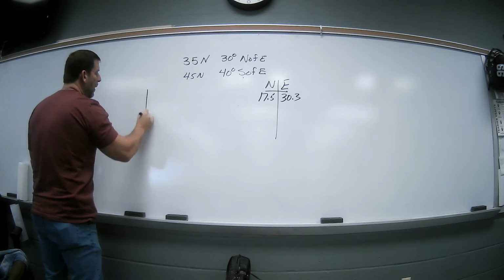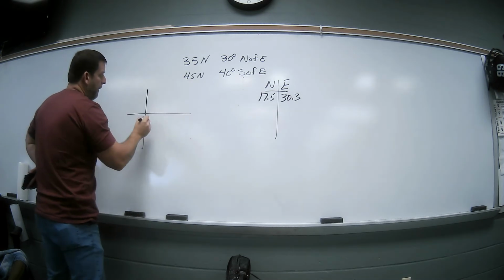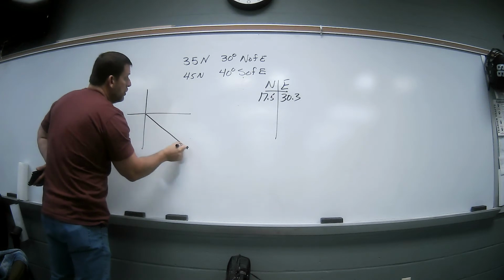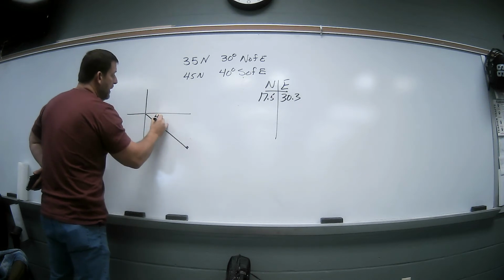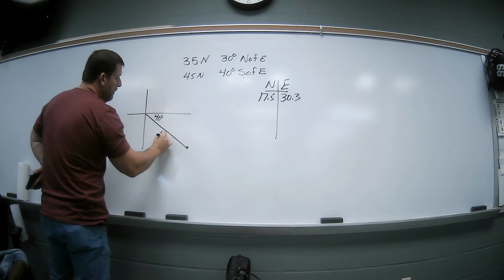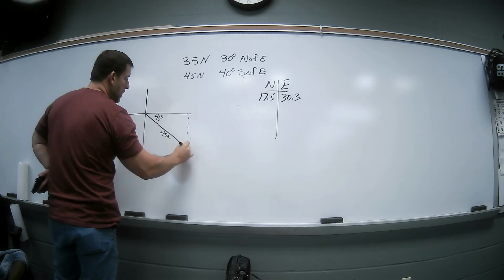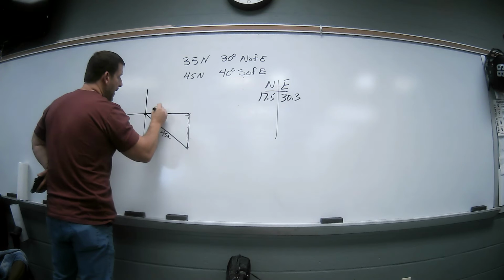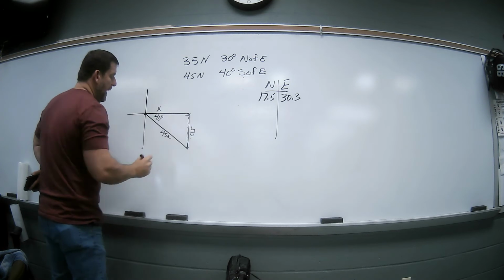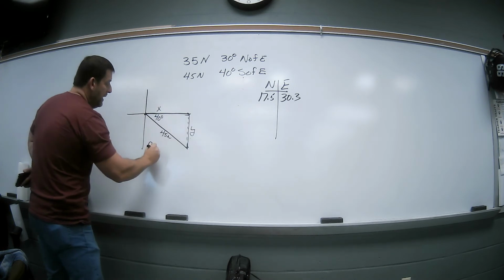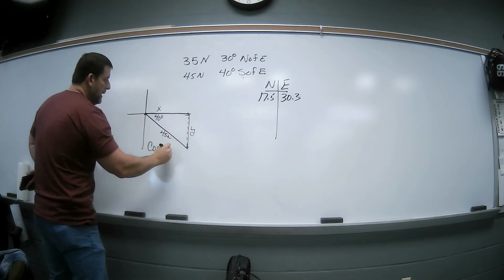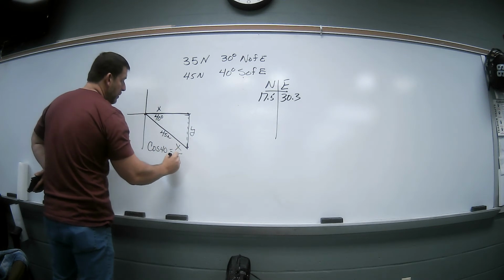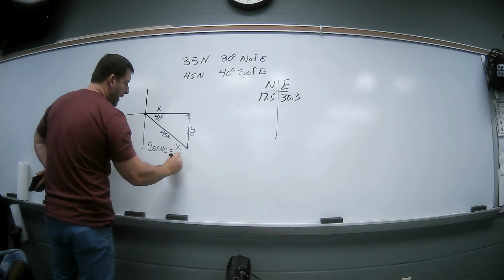All right, what does it look like? 45 newtons, 40 degrees south of east. So this is 40 degrees, and this is 45 newtons. So here's what I'm going to do. Zip, zip. I need to find this component and that component. Well, cosine of 40 is equal to X over the hypotenuse, which is 45.